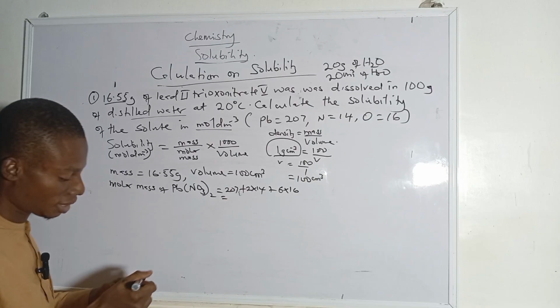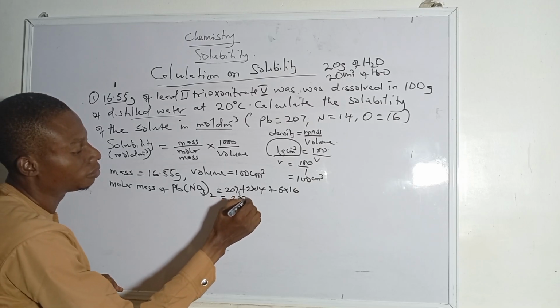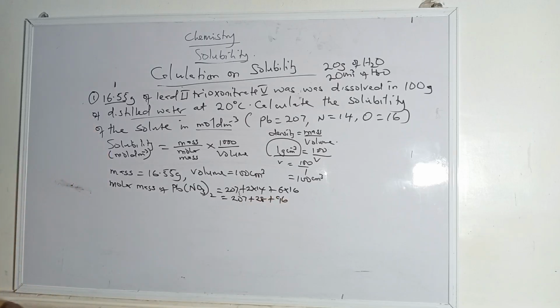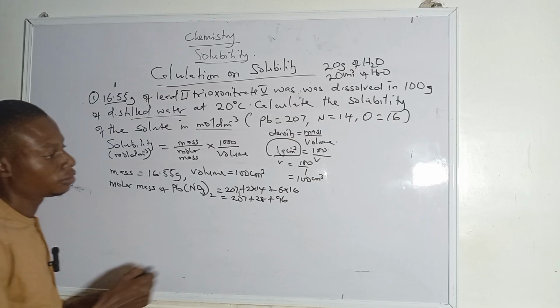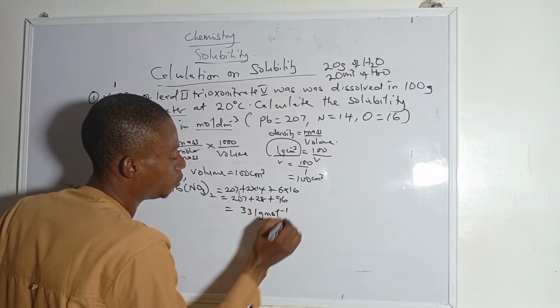So what will be the final answer? You can use your calculator. 6 times 16, so this one is 207 plus 28 plus 96. So 96 plus 28 plus 207. So the molar mass is 331 gram per mole.